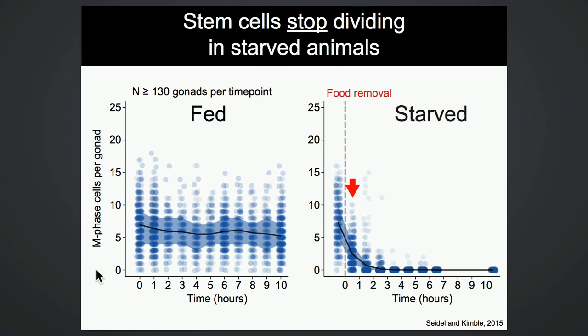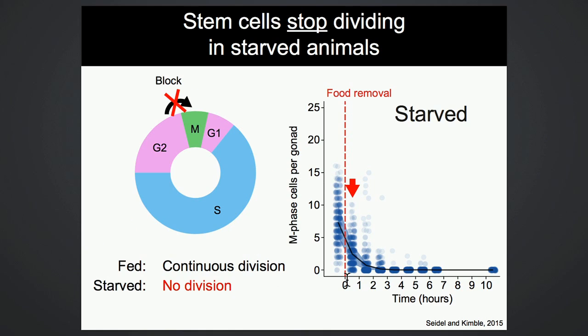But if we perform the same time course in starved animals, we see a really different pattern. So that time course is on the right of this graph. Time 0 is the moment at which I've removed food from these animals. And you can see that just half an hour after removing food, we see a major drop in the number of M phase cells, and then M phase cells essentially disappear entirely during starvation. We interpret this data to indicate that under starved conditions, these cells stop dividing.